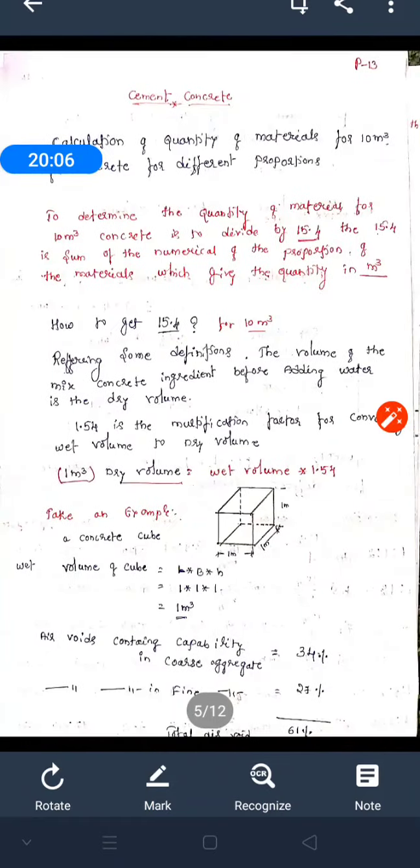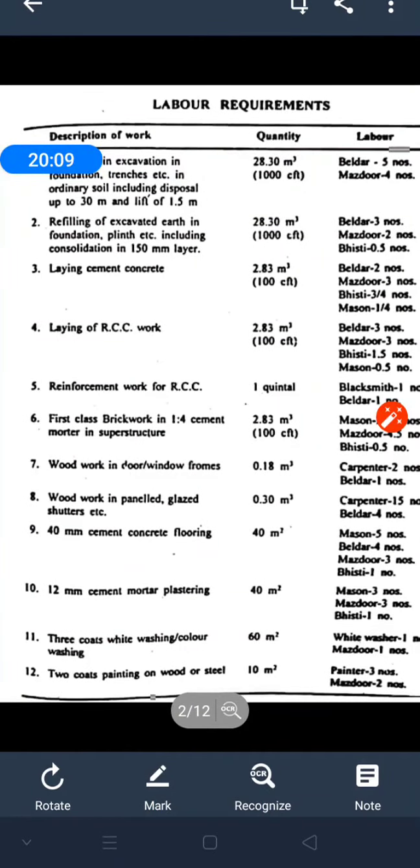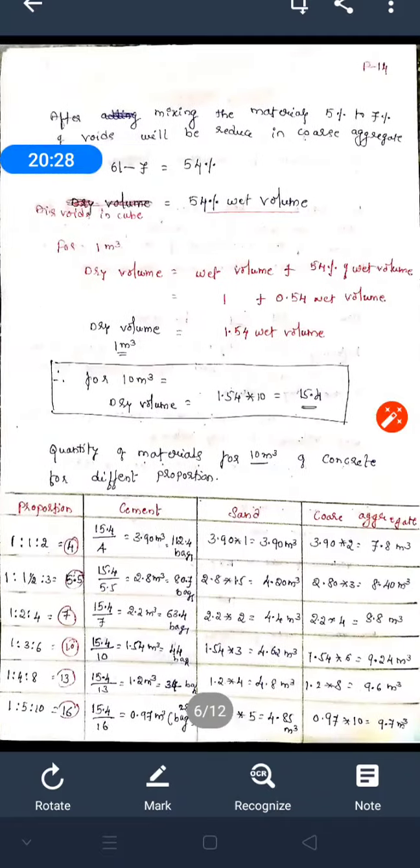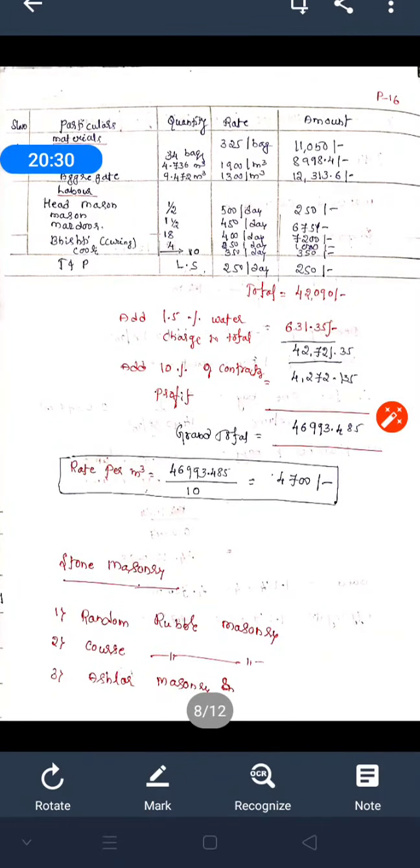Here, 10 divided by 2.83 gives 3.54. 3.54 into 5 gives around 18. So we have to put that value here. It means that for 10 meter cube of work we require 5 numbers of labors for the CC bed. That value should be multiplied to those 5 numbers of labor, and we get here 18 numbers of mazdoor.